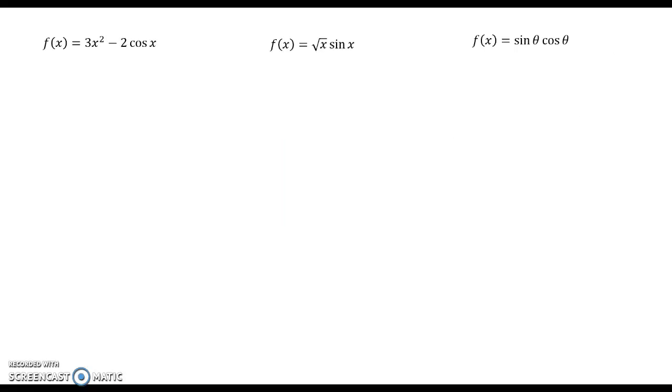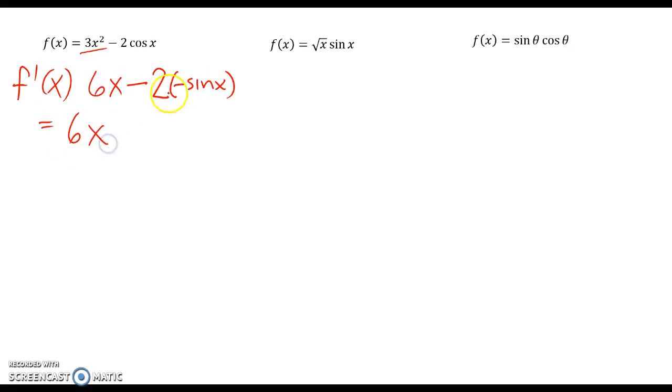Let's do some examples. This takes into account the power rule and the trig function. So f prime of this is the derivative of this first chunk, which is 6x, minus the derivative of cosine. I have the 2, and then I'm going to say the derivative of cosine is what? Negative sine. Right, so if we simplify that, 6x plus 2 sine x. All right, here's another derivative.